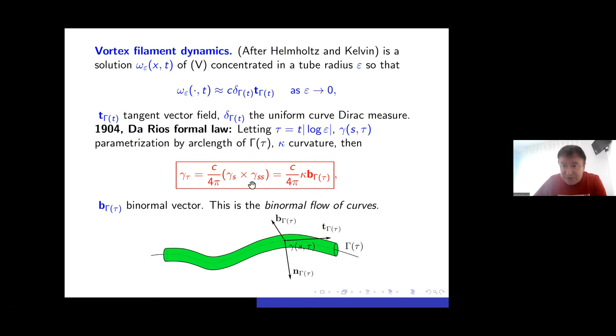This is a geometric law, okay? It's a geometric law for the evolution of curves that has a name. It is called the binormal flow of curves. So roughly speaking, the solution evolves along its binormal vector with a velocity proportional to the curvature at that point. The corresponding version of this with the normal vector is what is called the vortex stretching. So this is the binormal flow of curves.